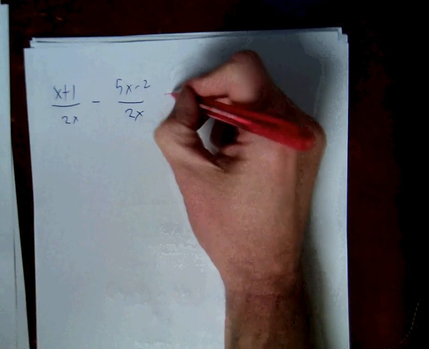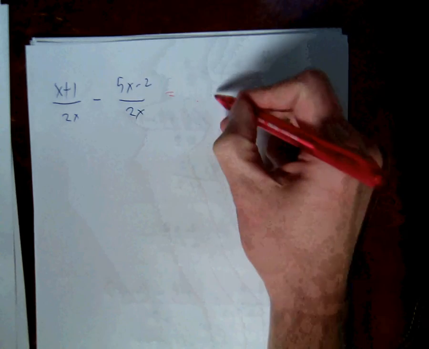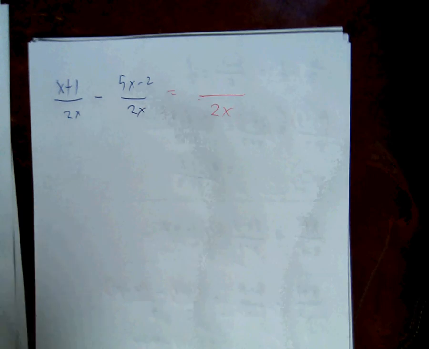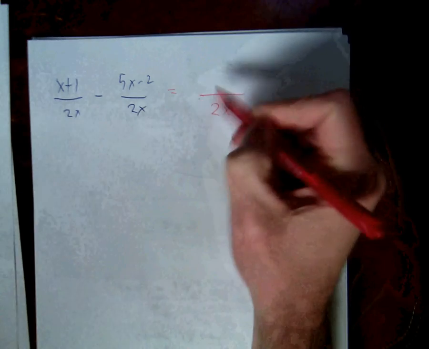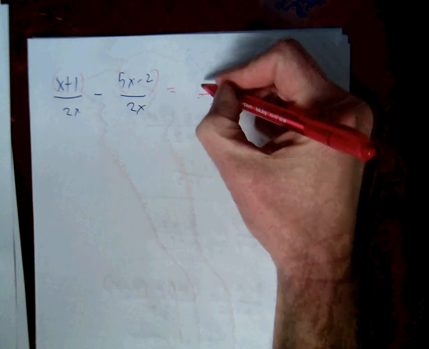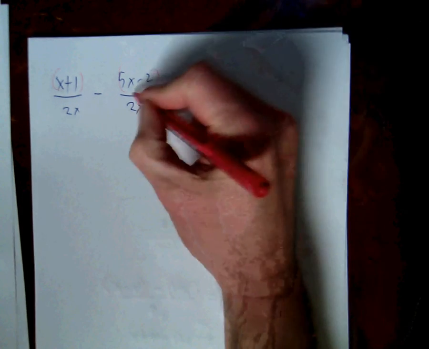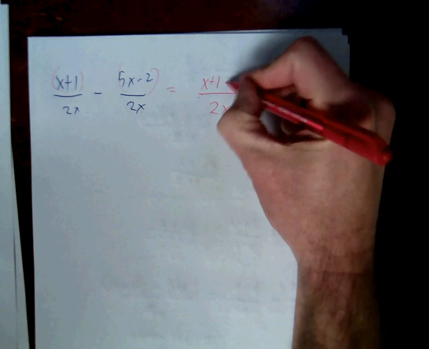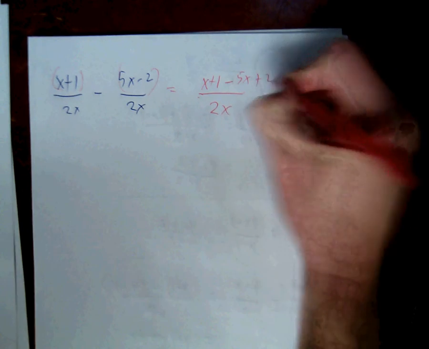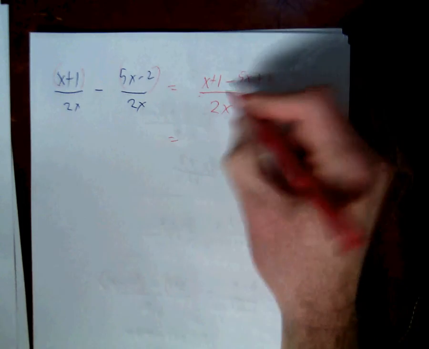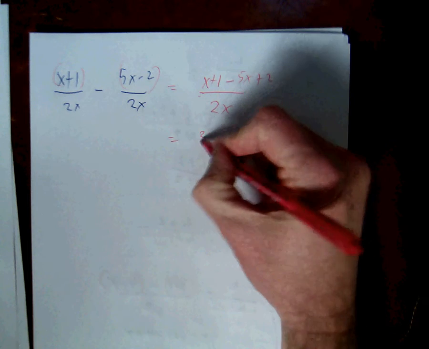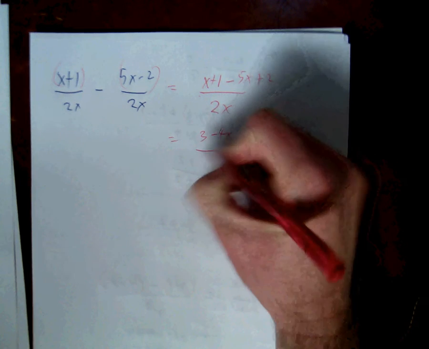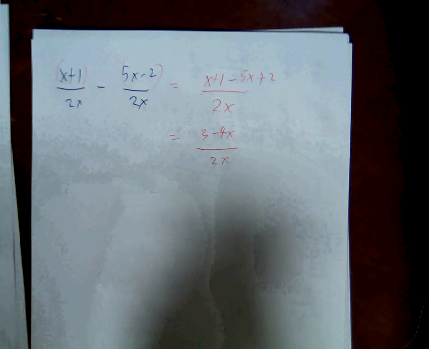So for this one, kind of the same thing. Our denominators are the same, so I'll have a 2x. And remember, there's parentheses here and here, so this is going to give me x plus 1. Distribute the minus sign, so I get a minus 5x plus 2. And let's see, 1 plus 2 is 3, minus 4x all over 2x, and there's your answer.